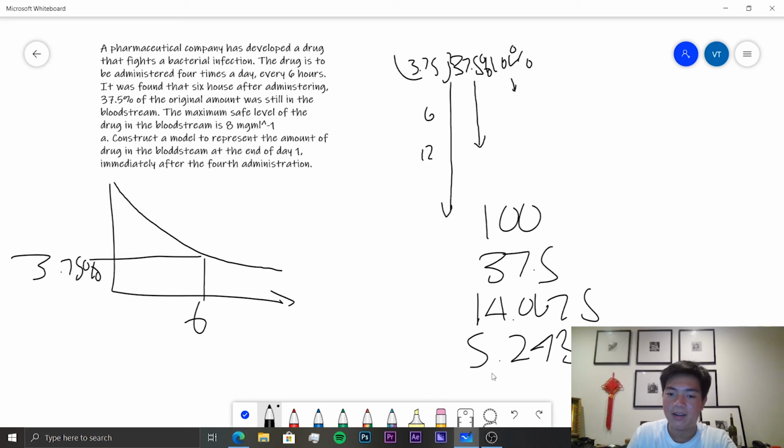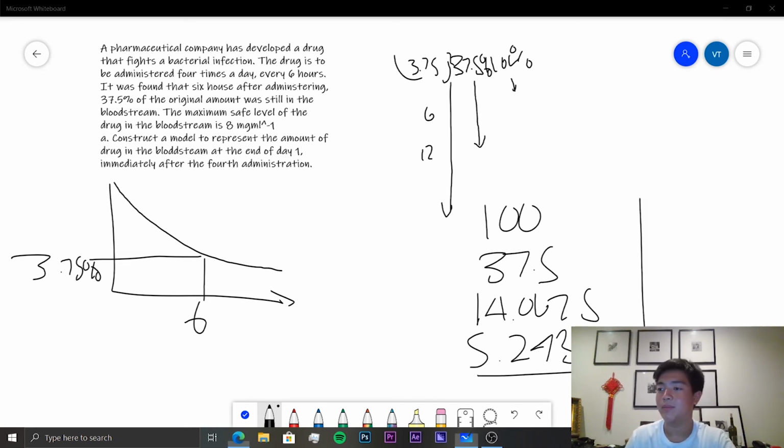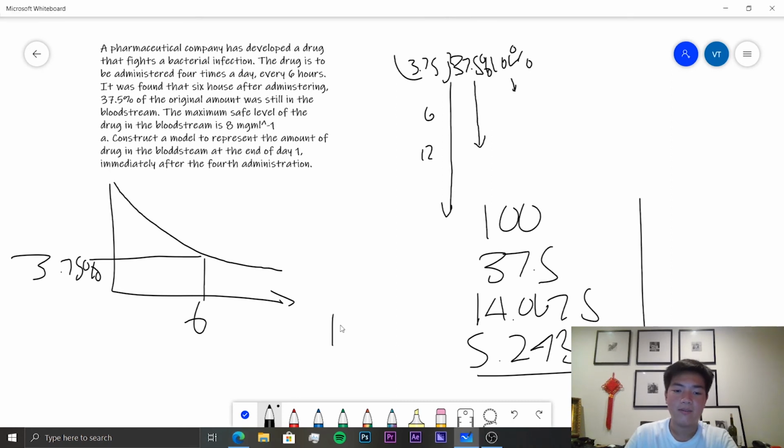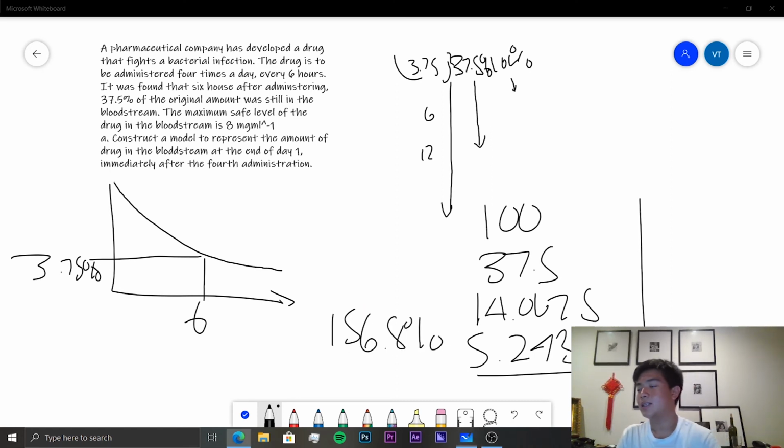And we have to add all of these up. I guess we could have done it using a geometric sequence, but right now let's just add them all up. And we get 100 plus 37.5 plus 14.0675 plus 5.2434, and it's around 156.8% of the dosage of the drug that is in the bloodstream at that time. Yeah. And so we've got that correct.